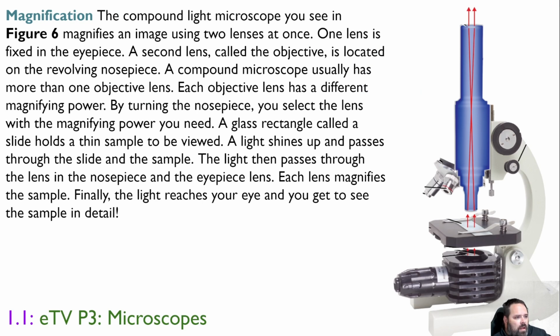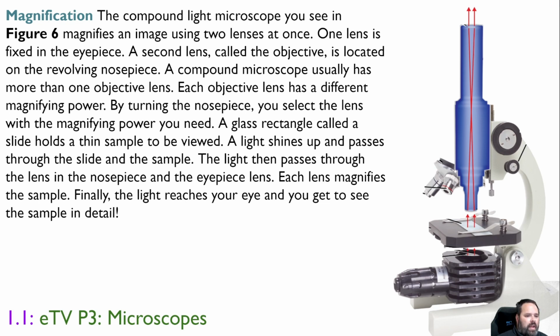Magnification. The compound microscope you see in Figure 6, and I've included an example of Figure 6 right here on the side, magnifies an image using two lenses at once. One lens is a fixed eyepiece, that's at the very top. The second lens is called an objective, that's at the very bottom of the column. It's located in the revolving nose piece. So the nose piece lets you select different objective lenses as you're working with a microscope. A compound microscope usually has more than one objective lens. Each objective lens has a different magnifying power. By turning the nose piece, you select the lens with the magnifying power you need.